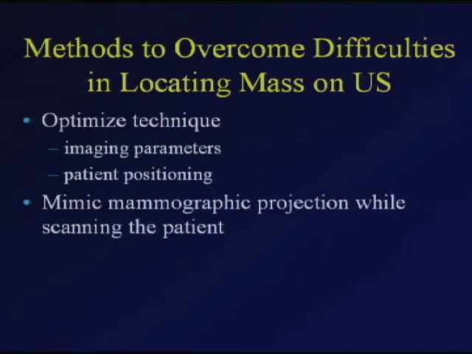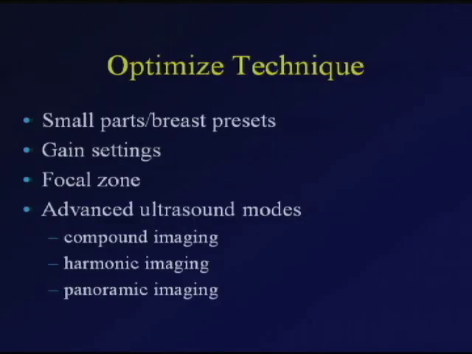Now, occasionally we do have trouble localizing the mass on ultrasound, even though we know where it should be. And we want to optimize all our parameters to be able to see that lesion well. That includes our technical settings on the equipment and positioning the patient in a position where we can best see the mass. Once in a while, we actually try to mimic the mammographic projection while we're scanning the patient.